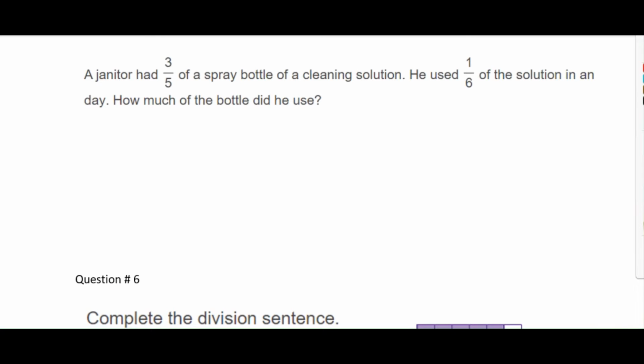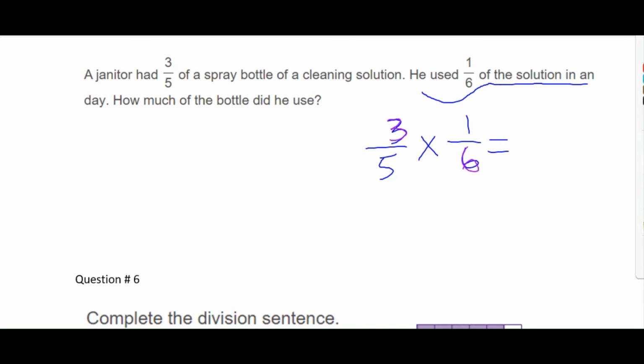Here is one that I want you to look at. How do you know you're supposed to multiply? How do you know you're supposed to multiply for this question? Because it says he used 1/6 of the solution. So you will multiply 3/5 times 1/6. And I know I'm going to have to eventually simplify by dividing by 3, because I can see now that 6 and 3 are both divisible by 3.